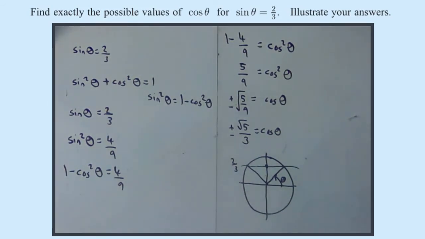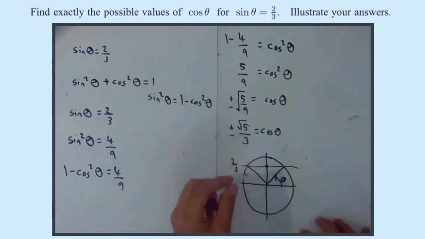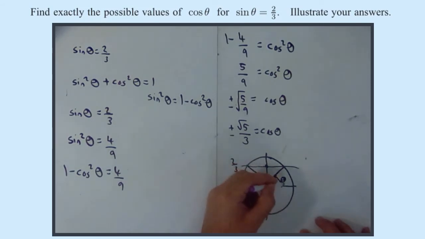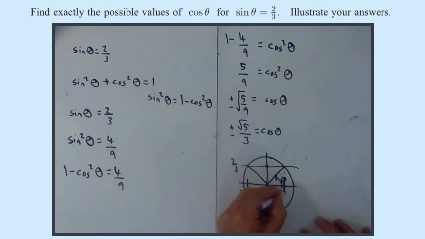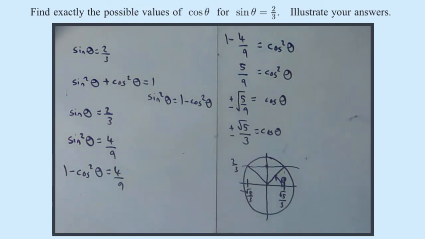Okay, so you've got your two values, and if this is the value of 2/3 here for sine theta, then cosine theta here, remember that is the x coordinate. Well, this here is going to be minus root 5/3, and here we have root 5/3. So we've illustrated it.